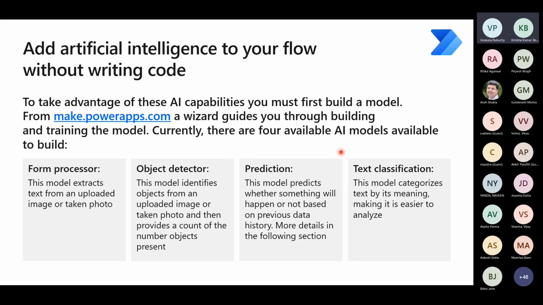Also there is the prediction model based on data. Like in the last quiz session, based on the polls you got a prediction of who is on the leaderboard. In the same way, the prediction model is present in the AI models. And for text classification, based on the text, AI will automatically work out what kind of meaning you are giving it.